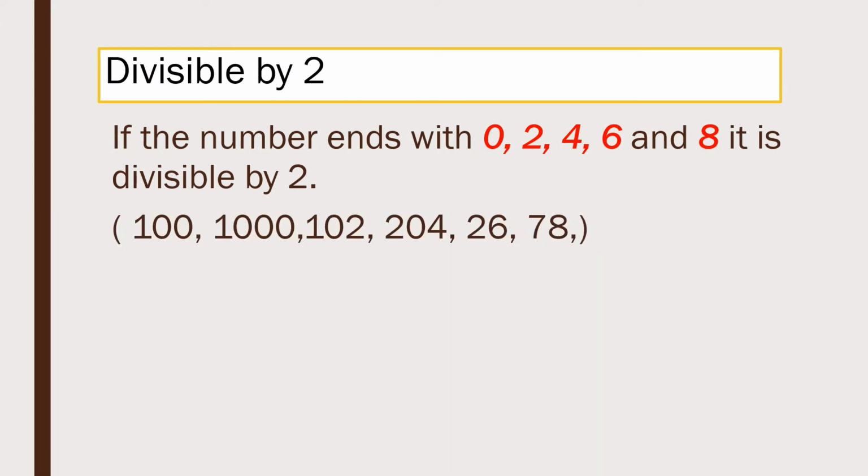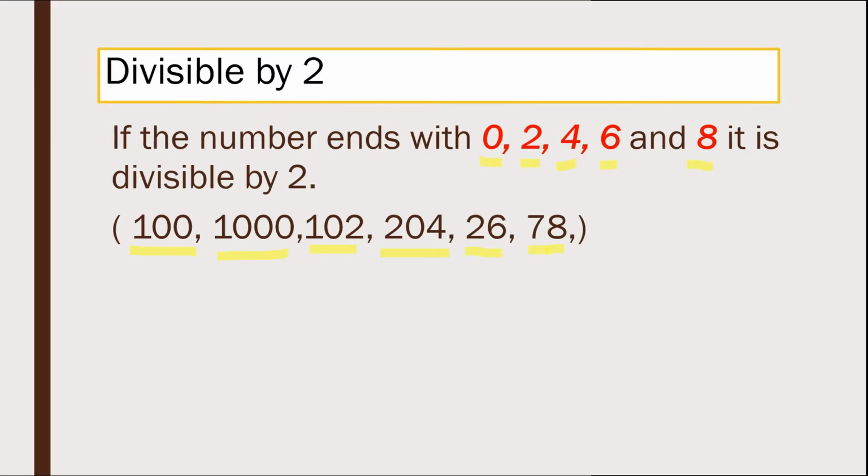So now, let us proceed for the divisibility rules for 2. We can say that a number is divisible by 2 if the number ends with 0, 2, 4, 6, and 8. So we have here examples of those numbers. We have 100, 1000, 102, 204, 26, and 78.